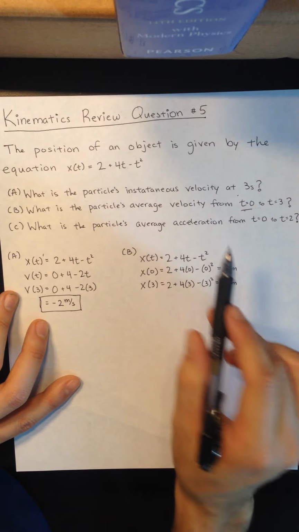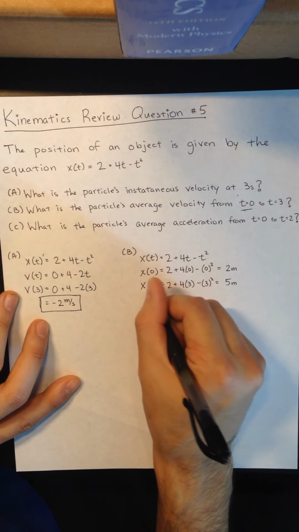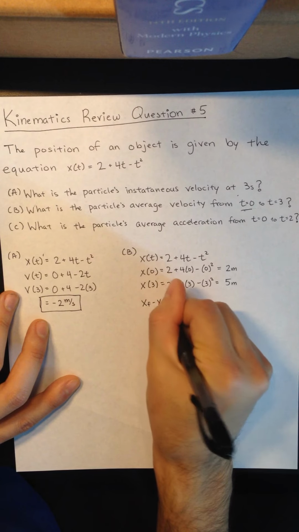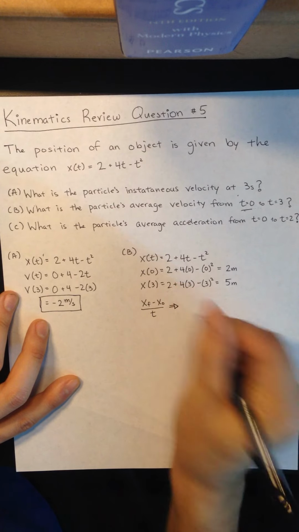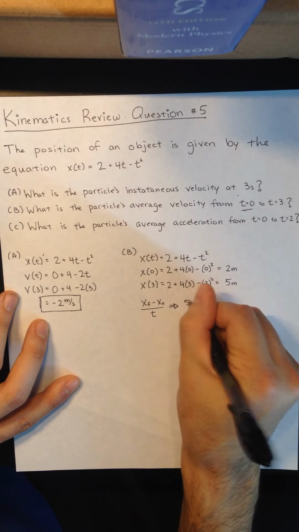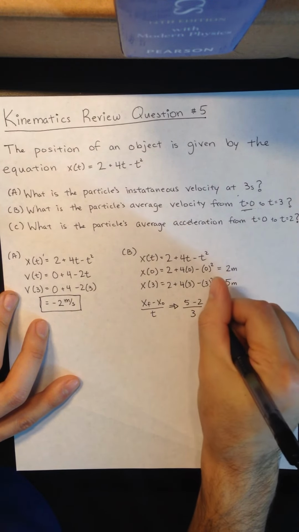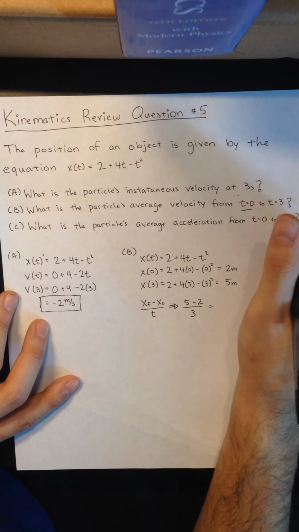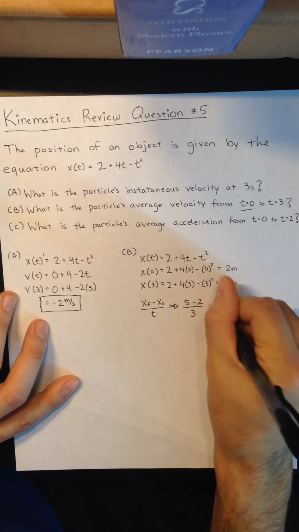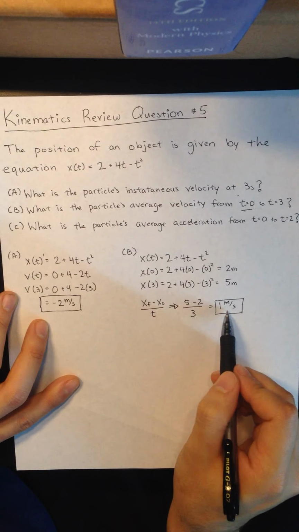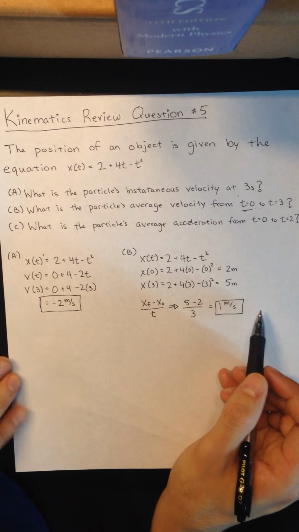Now, when we're looking for the average velocity, we want to see how far it goes in these 3 seconds. So we're going to do position final minus position initial over time, which gives us the average velocity. We have a final position of 5, a starting position of 2, and this happened in 3 seconds. So the average velocity is 1 meter per second. And we realize that the average velocity and the instantaneous velocity are different numbers. Let's go to part C.